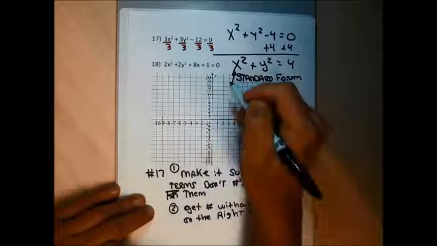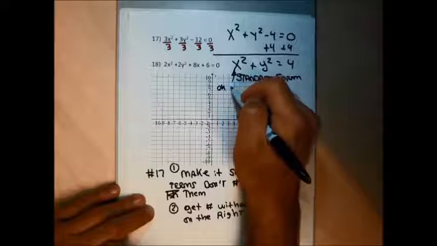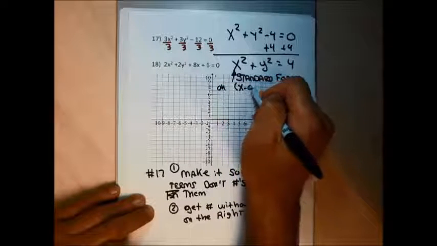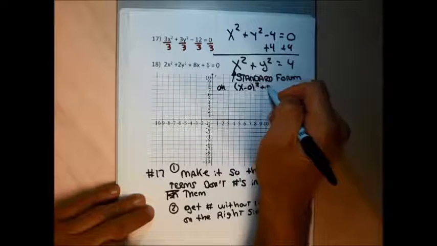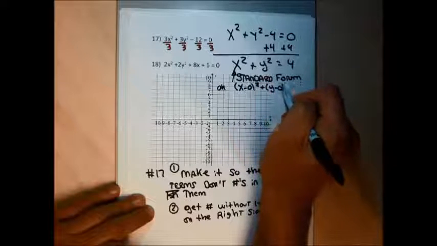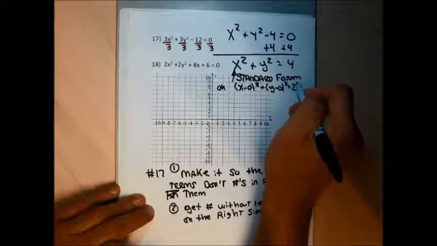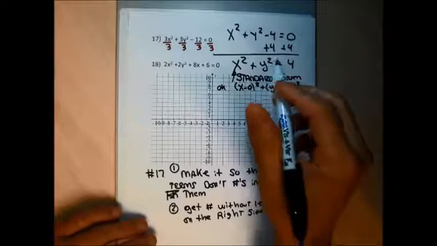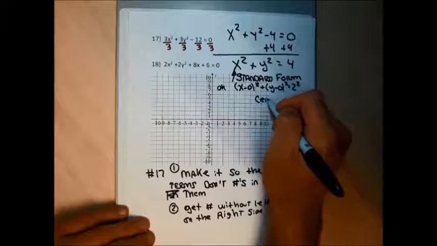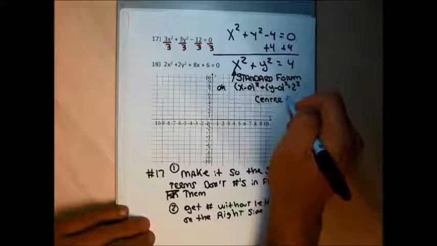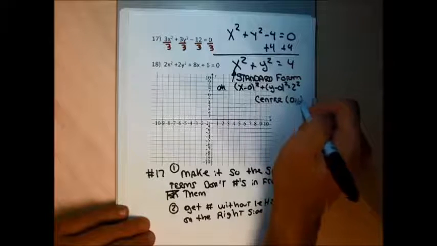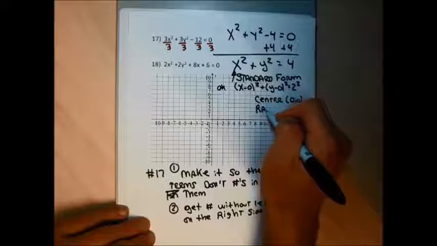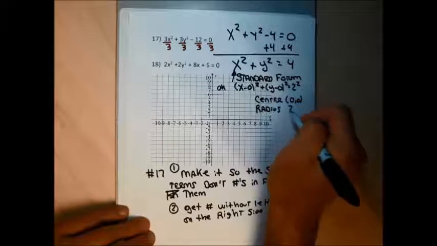If you want to, you can rewrite this as x minus 0 squared plus y minus 0 squared equals 2 squared, and that would maybe be more obviously in standard form. For both of these, I should be able to tell that the center is the point 0, 0, and the radius is 2.